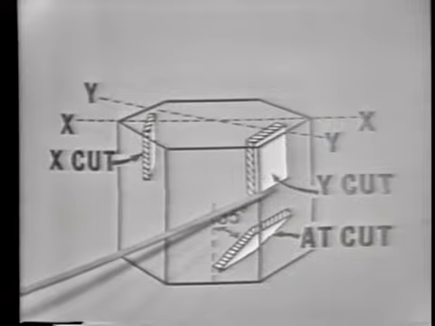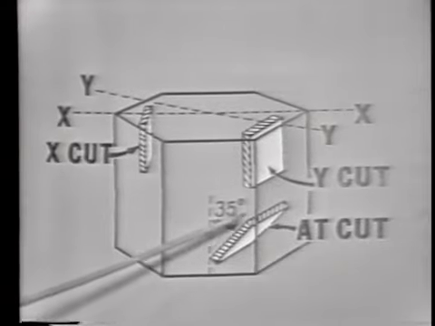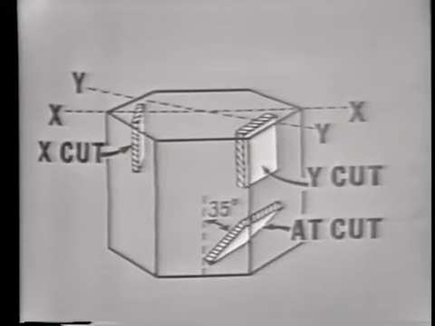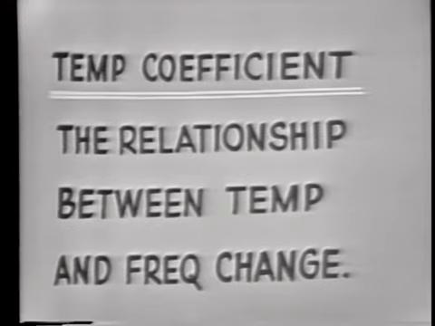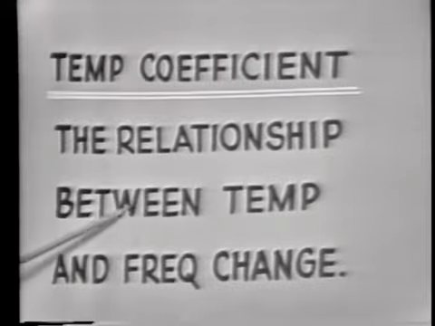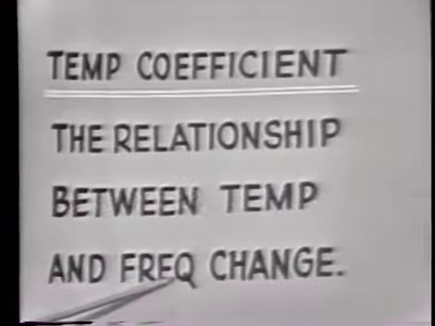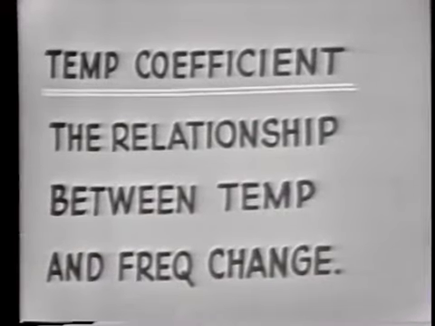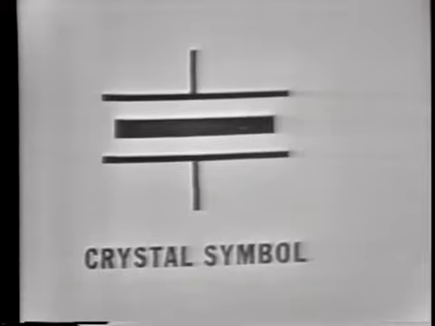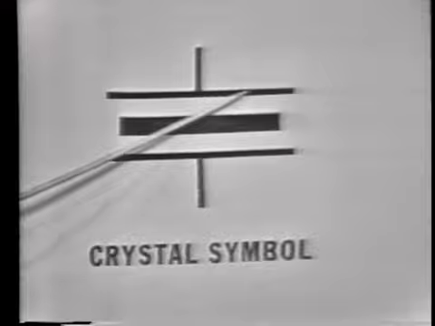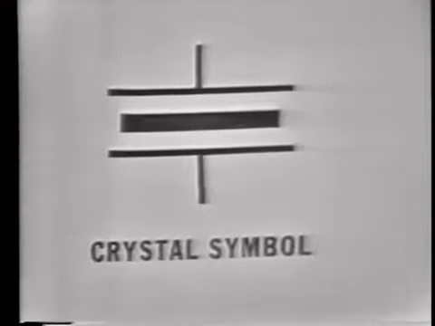Then we saw the 3 basic crystal cuts that we were considering: the X cut, which is made perpendicular to the x-axis, the Y cut, which is made perpendicular to the y-axis, and the AT cut, which is made at a 35-degree angle from the z-axis. And then we define temperature coefficient as the relationship between a temperature change and a frequency change. And then we gave you the schematic symbol for a crystal. This represented the crystal holder, this the crystal itself.